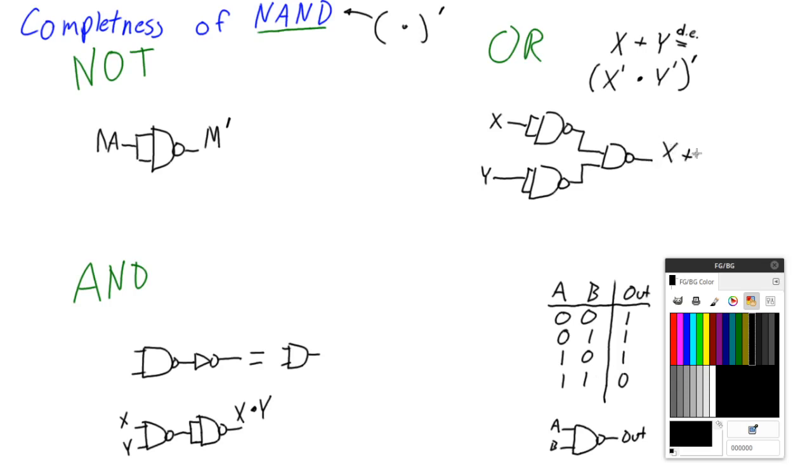And what do we end with? x or y. So these are a bunch of different forms of argument that we can make to prove these. But if we can make a NOT, an AND, and an OR from just NANDs, and we can do any sum of products expression with NOTs, ANDs, and ORs, that means that NANDs are also a complete logic set.